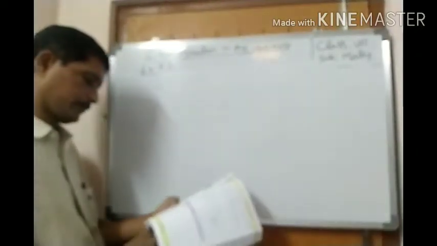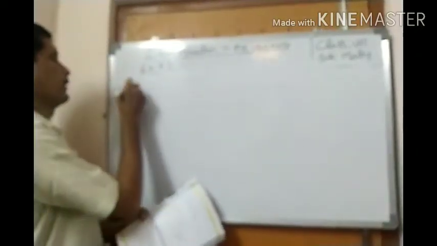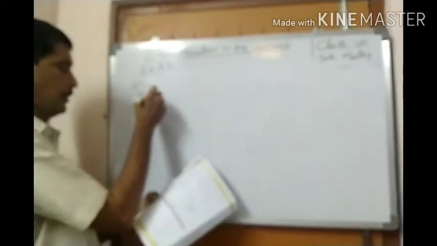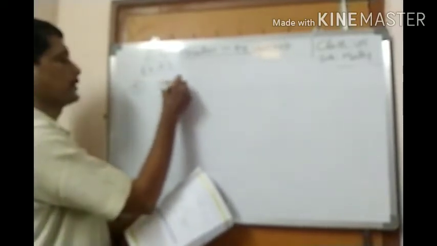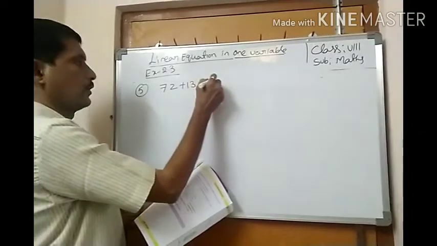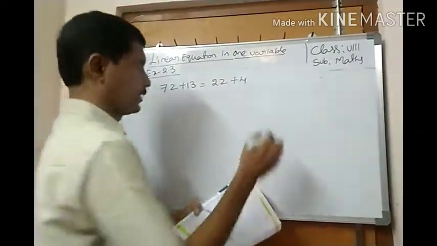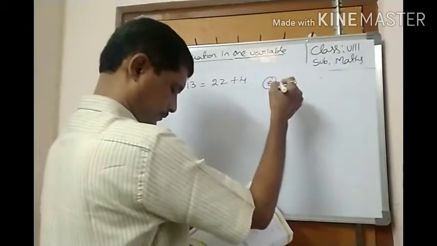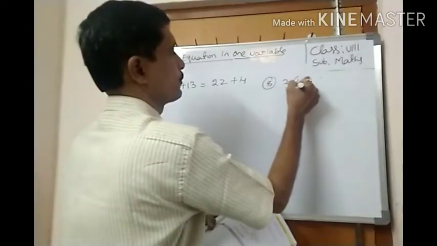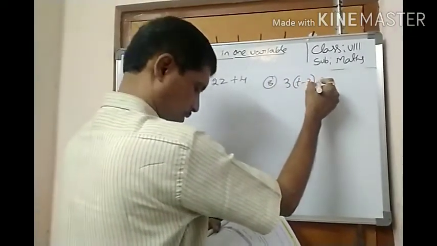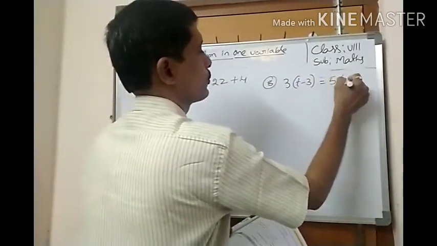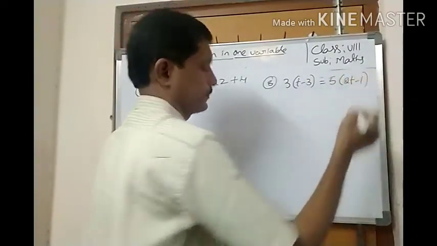Next question. Here fifth one. Here 7z plus 13 equal to 2z plus 4. Next eighth question. 3 into t minus 3 equal to 5 into 2t minus 1.